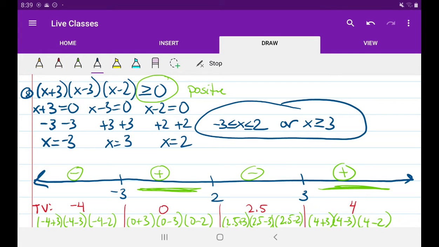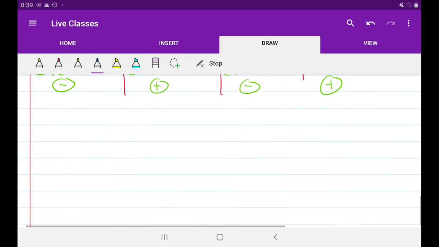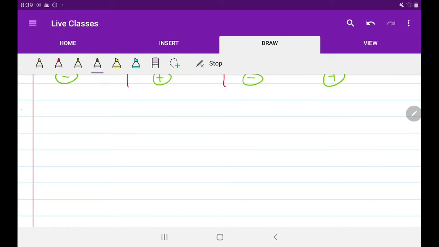We'll go on to number 10 and see what that one's like. So for 10, we have another rational function. We have x plus 3 over x is greater than 0. All right, so we can take our two separate factors. So I have x plus 3 is 0.